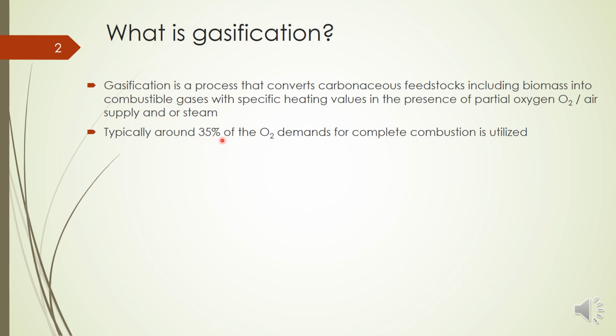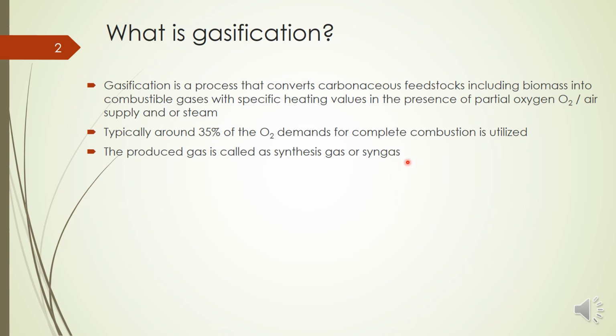And the important thing here is, our supply of oxygen will be very much less than the stoichiometric ratio. So we already know the stoichiometric air fuel ratio is the air required for complete combustion. But in gasification we will be supplying less than that, typically around 30 to 35%. And the resultant gas is normally known as syngas or synthesis gas. Shortly it is known as syngas.